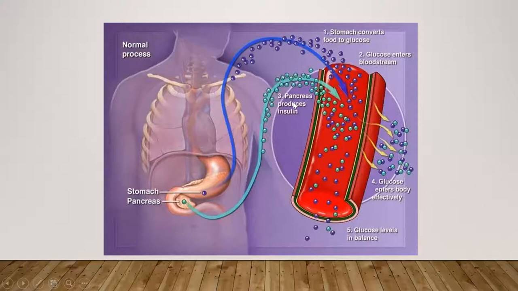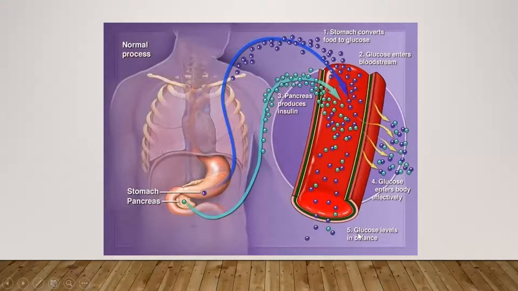At the same time, the pancreas produces insulin. Now the pancreas is here beneath the stomach. So this pancreas produces insulin, and the insulin plus glucose comes into the bloodstream. Now here, what happens? The concentration of insulin and glucose should be at equilibrium, should be equal. Then this glucose or insulin will be provided to our entire body, so that glucose enters the body effectively. And fifth is the glucose level in balance.